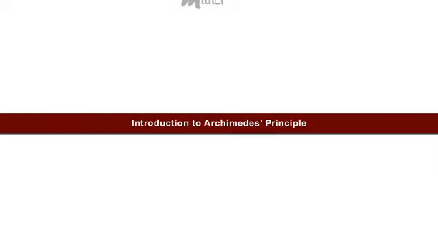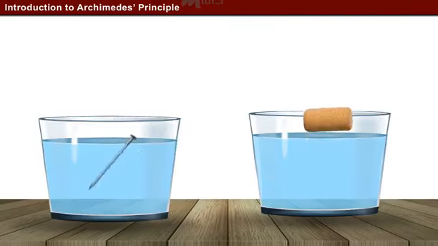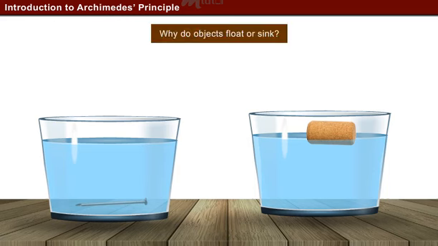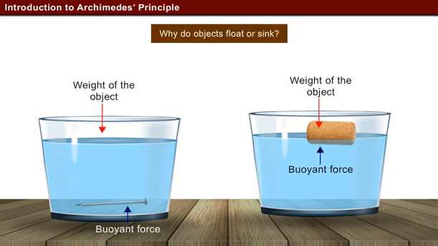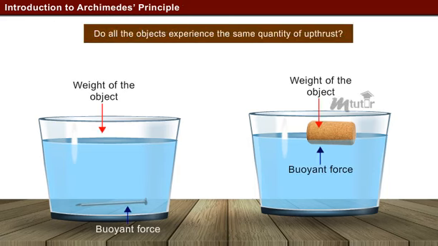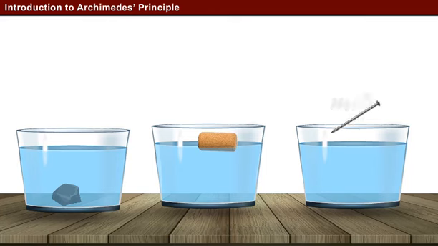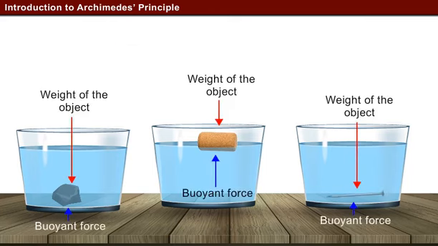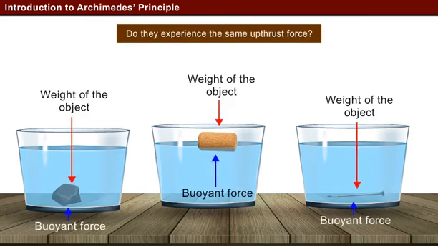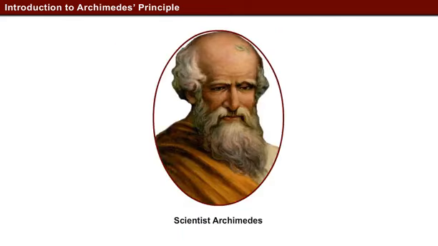Introduction to Archimedes' principle. We have discussed the buoyancy or upthrust force in our previous topic. Do all the objects experience the same quantity of upthrust? For instance, if a stone, wood, and an iron bar are placed over a water body, do they experience the same upthrust force, or the buoyant force?